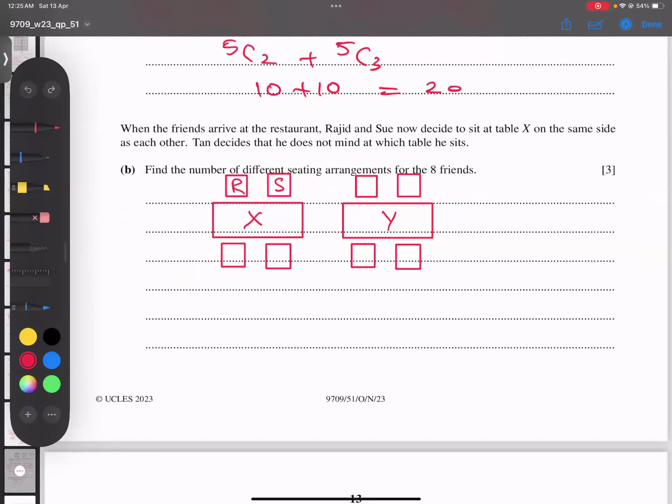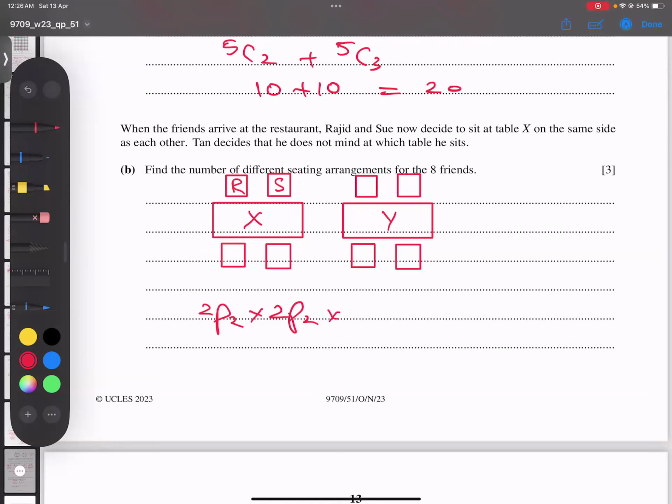So how many arrangements now? Order is important now, as it says seating plan. So these are the two places they've taken. So 2P2 is for them because they have reserved the seats. But they cannot sit only up, they can sit down also, but around table X only. So this 2P2 comes for the other one because they can sit up or down. Now six people are left, because Tan can sit anywhere. So 6P6. I think you got my point.